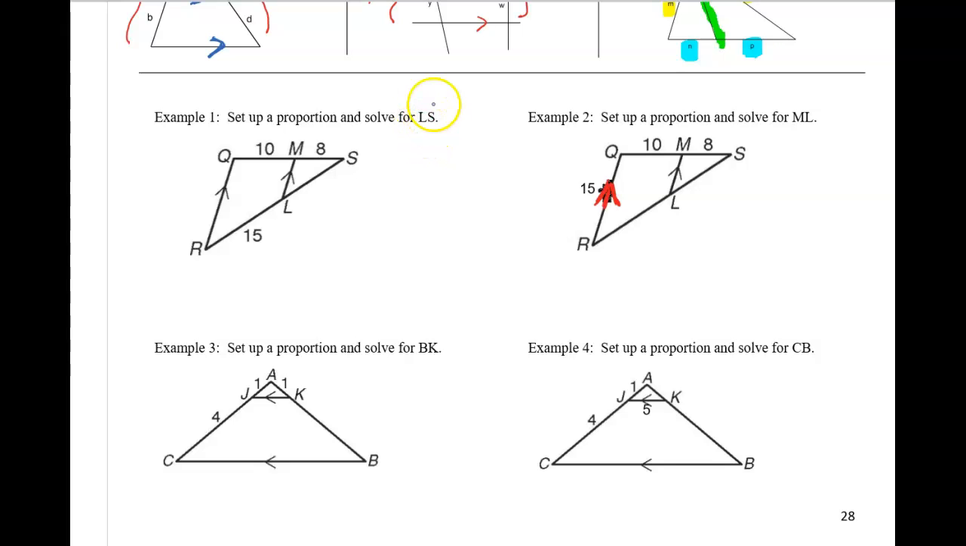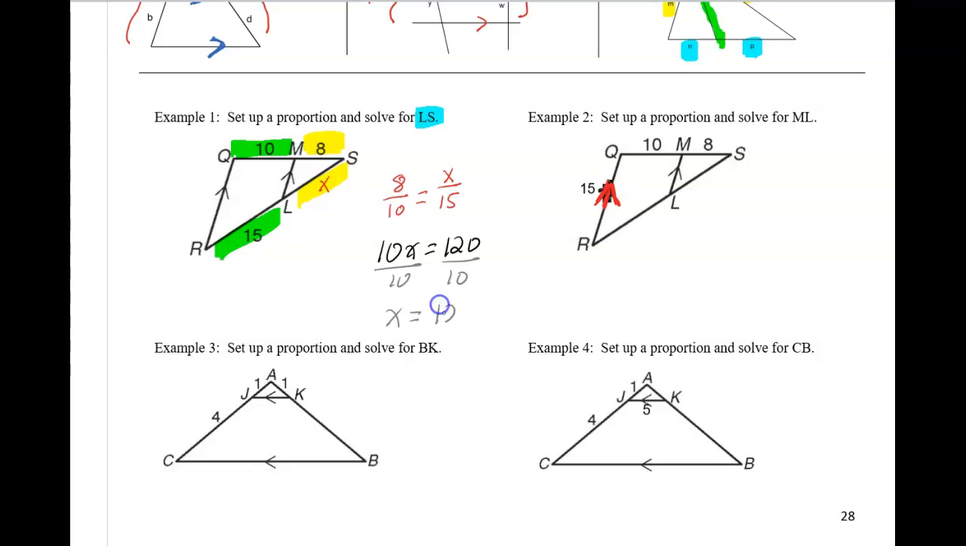In problem number 1, we want to find LS. So I'm going to label that x. And then using the theorem on the top left of our page, we could say 8 over 10 is equal to x over 15. So the top part to the bottom, so the top in yellow to the bottom, is equal to the top 8 over the bottom. And then we're going to cross multiply. 10x is equal to 8 times 15, which is 120. Divide by 10. And we get x is equal to 12.